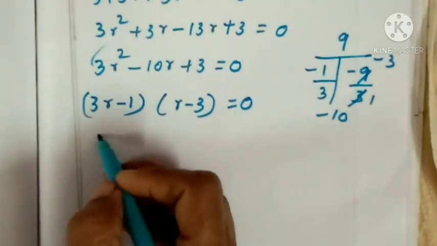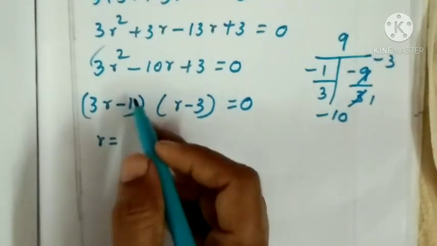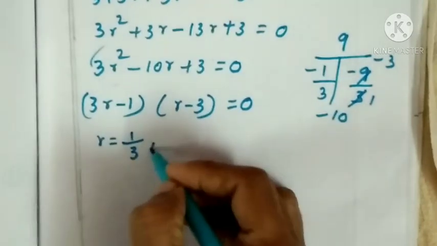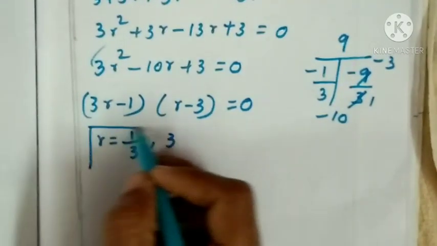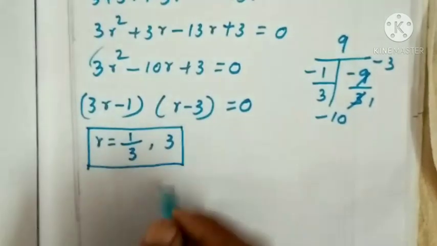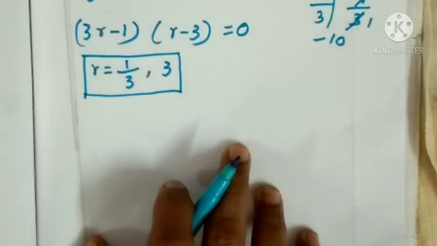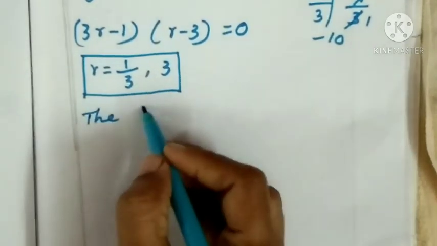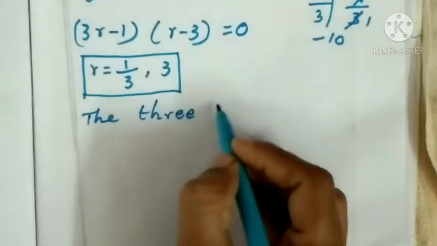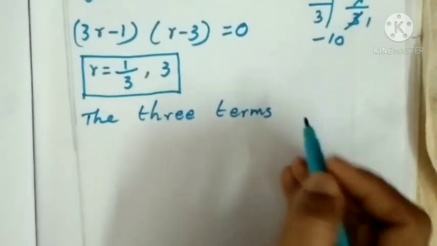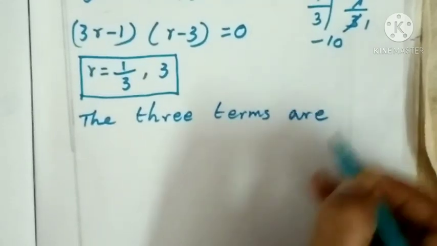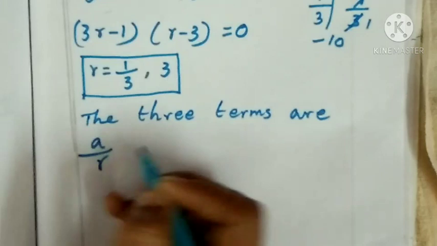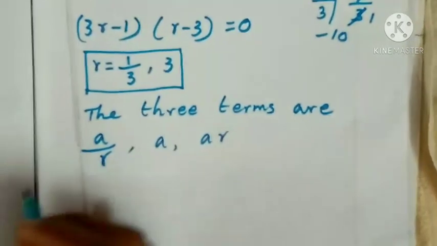Hence, the value of r is equal to plus 1 by 3, plus 3. These are the values of r. Now, we have the value of a and the value of r. Then, next we have to find the 3 numbers. The 3 terms are a by r, a, ar.